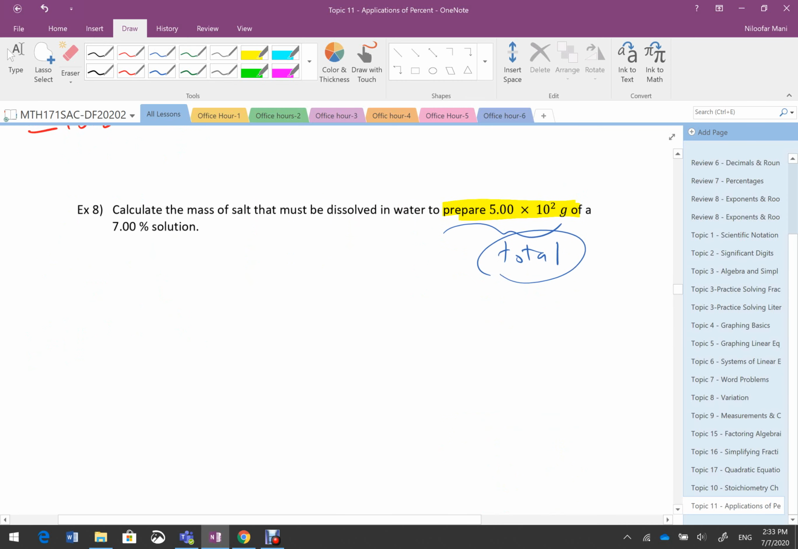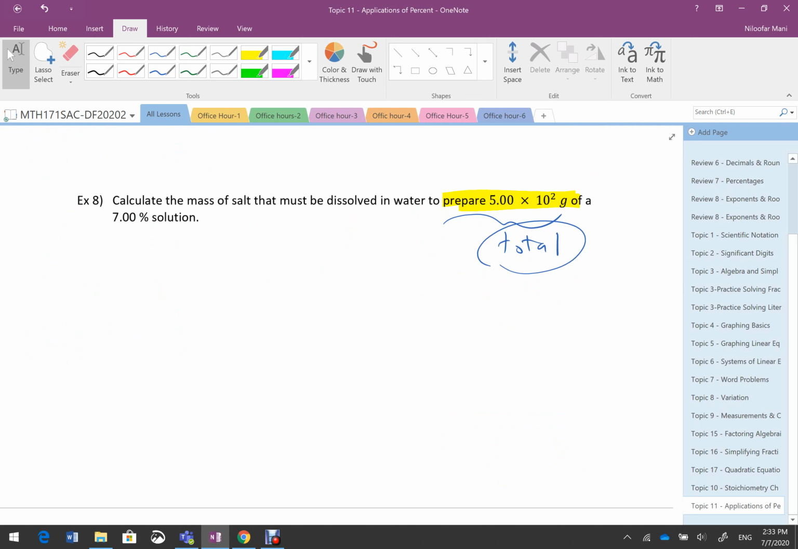Calculate the mass of salt that must be dissolved in water to prepare, read the question carefully, to prepare this many grams of 7% solution. Remember, it says prepare this much of solution, which means this is total, and that's by gram. So what is missing? Percentage is given, total is given. I'm looking for part then. So it is 7 over 100 equals x over this.